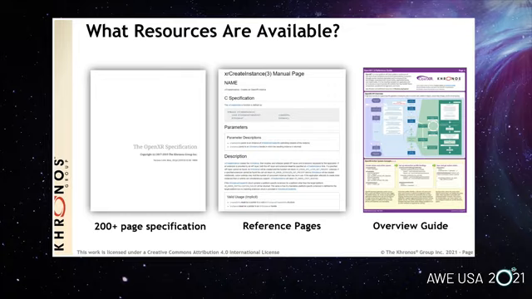We have a 200 plus page specification if you're interested in reading it. We have reference pages, so if you're programming directly to it, you can get information that way as well. And we also have a 6 or 7 page overview guide that walks through the life cycle of an OpenXR application and how it works.